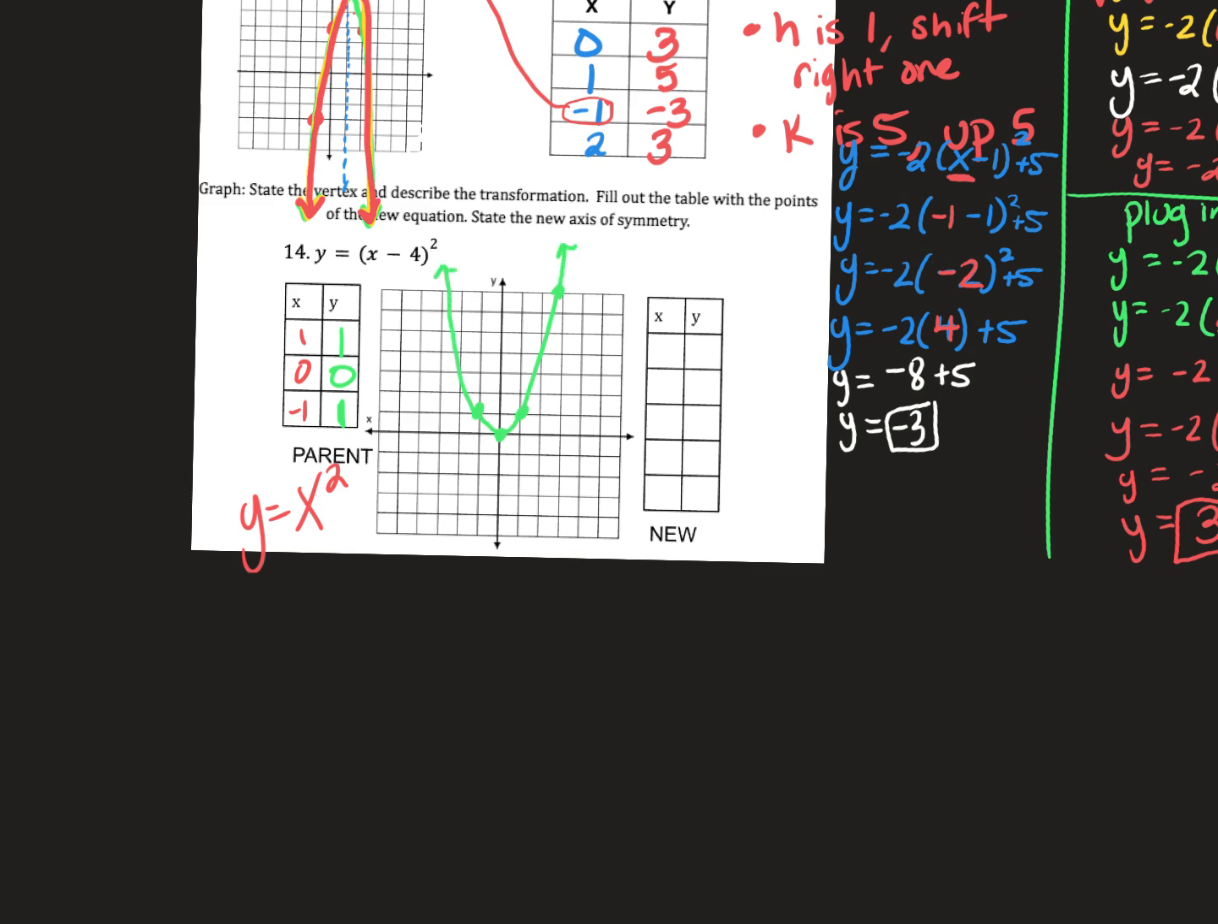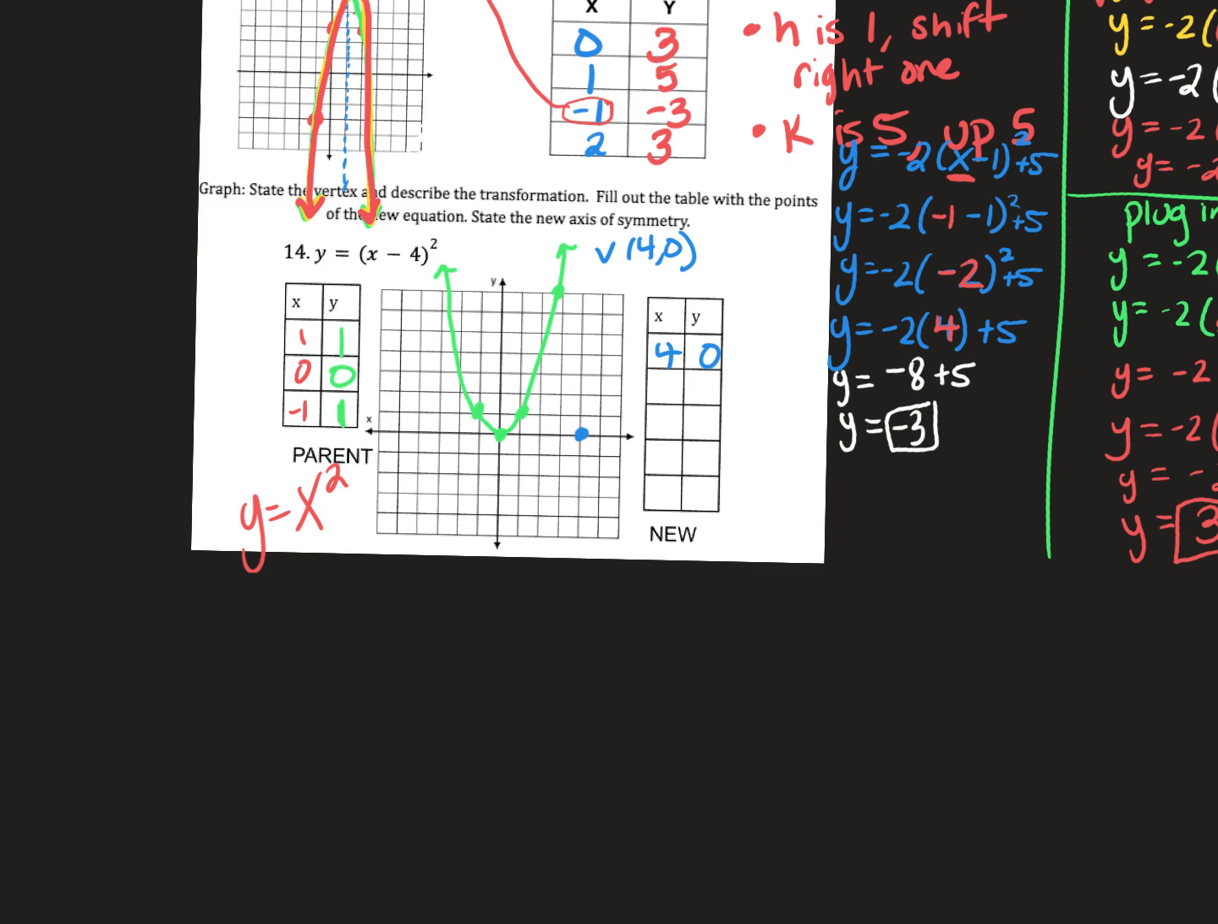That's the parent function. It says state the vertex for this new equation. You guys did this all last week. What's the vertex of this problem right here? 4, 0. I heard somebody whisper it. 4, 0. So my vertex for my new equation is 4, 0. Remember I told you this is one of the points. So put 4, 0 here. You already have one. And that's going to be our new parabola. So 1, 2, 3, 4 is right here.